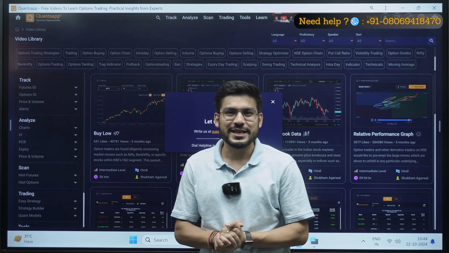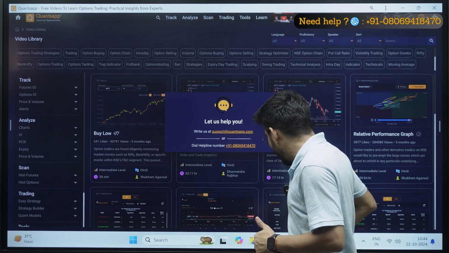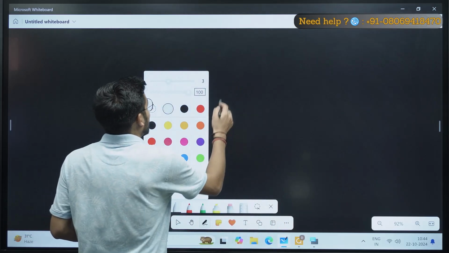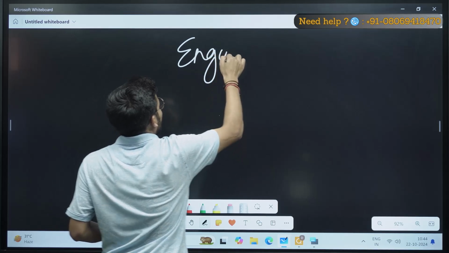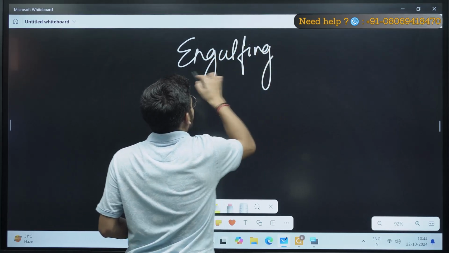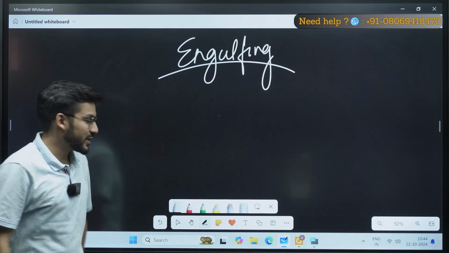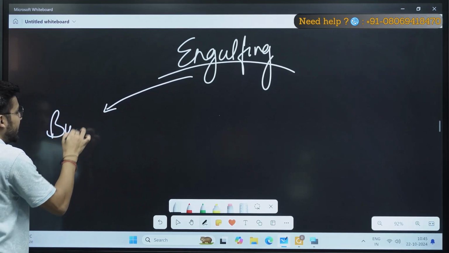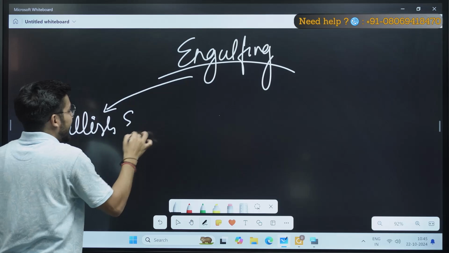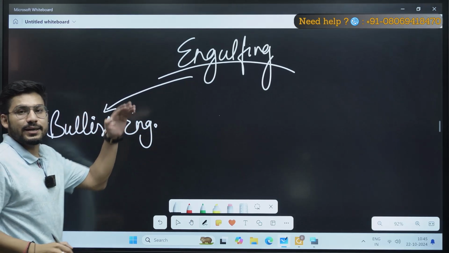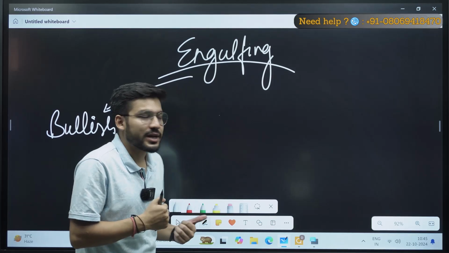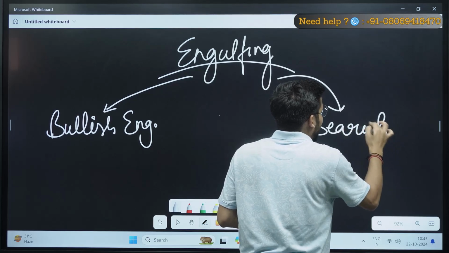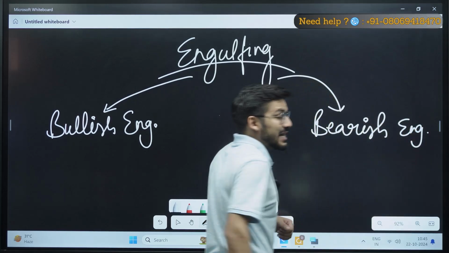Now let's get back to today's session, that is the engulfing candles. When I am talking about an engulfing candle, as the name suggests, I am talking about a candle that is engulfing the other one. This engulfing can be of two types. The first one is the bullish engulfing, which will show me an upward trend, or you can say a positive trend in the market. The bearish engulfing will show me a bearish trend in the market, or you can say a negative market.